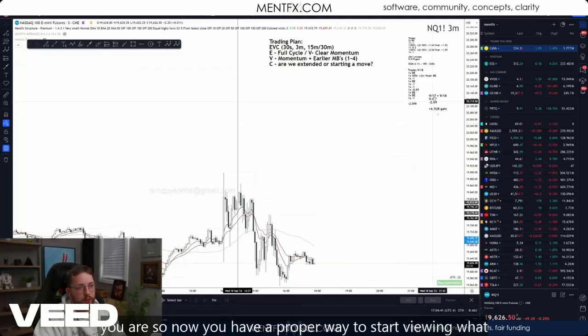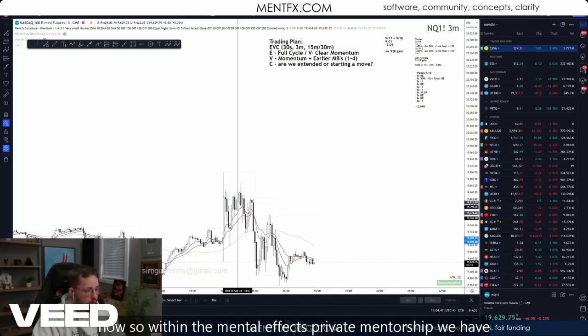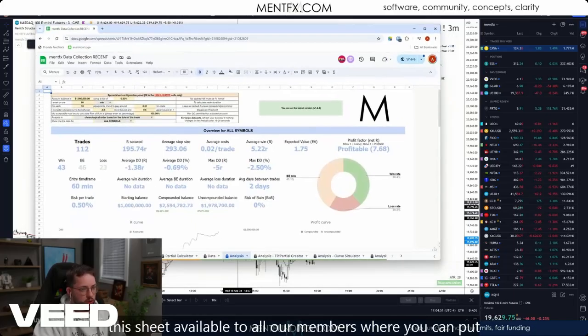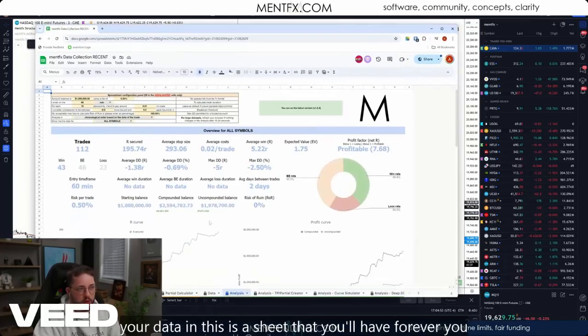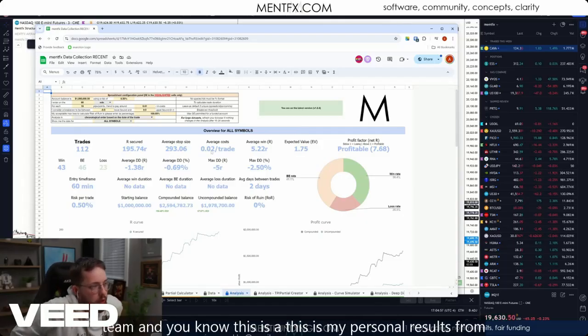There you are. So a proper way to start viewing what equity curves and everything else will look like. And that is how, within the MentaFX private mentorship, we have this sheet available to all our members where you can put your data in. This is a sheet that you'll have forever. You get it completely free for being a part of the team.